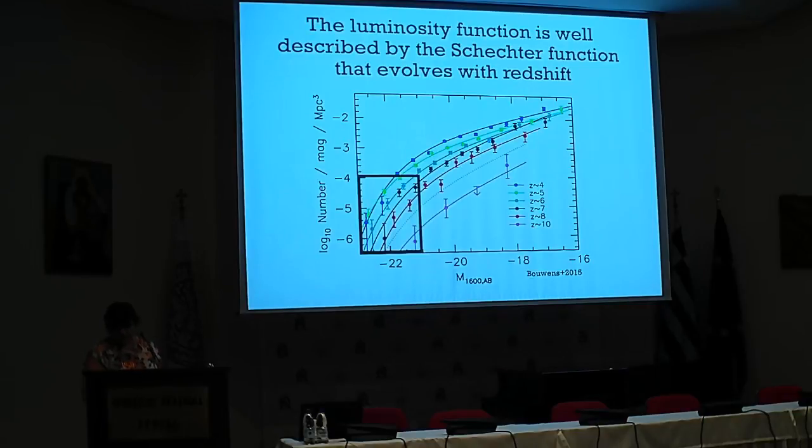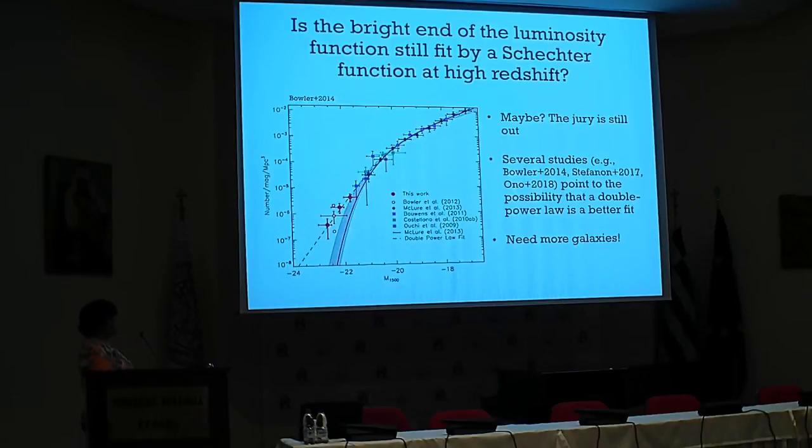And so we want to get to the bottom of understanding why this is the case, and if it is actually the case, because right now the number of galaxies that we've found at that magnitude range is still quite small. For example, here's a study that was done by Bowler et al. in 2014, and several studies have backed this up, showing that perhaps instead of a Schechter function at the bright end at high redshift, a double power law would be a better fit to the luminosity function. However, as I already mentioned, we don't have a lot of galaxies here, and so we are limited by small number statistics in our sample. So this is one thing that we wanted to explore with this particular work.